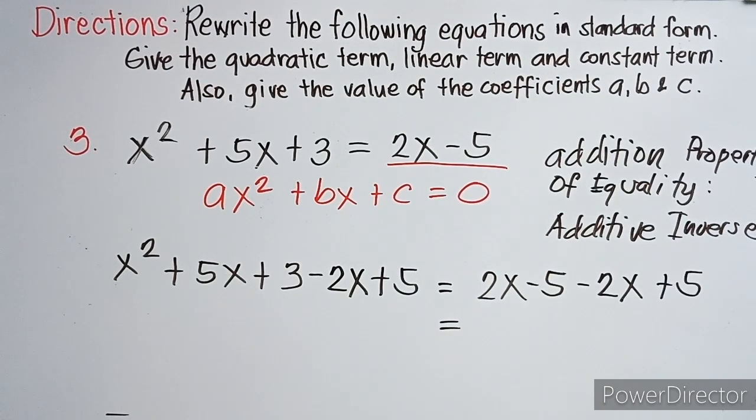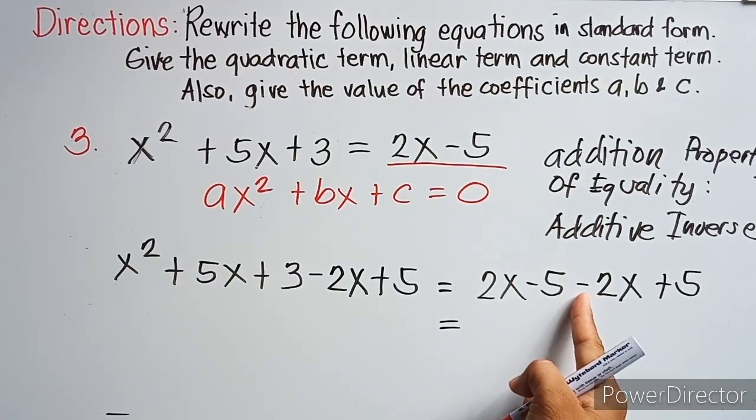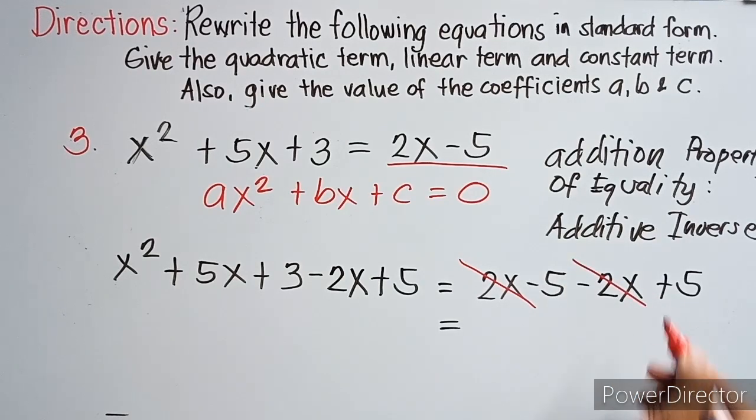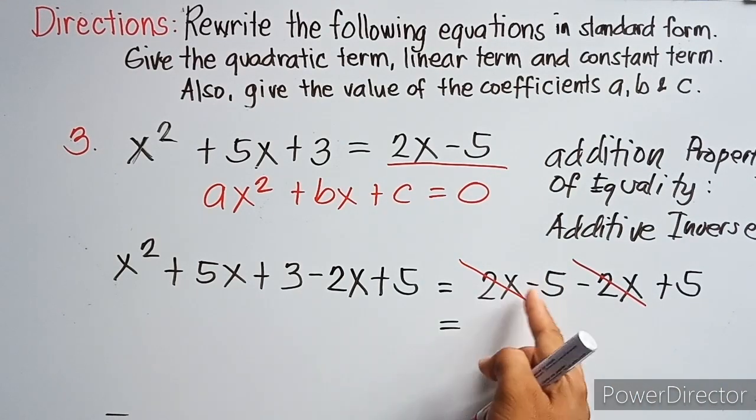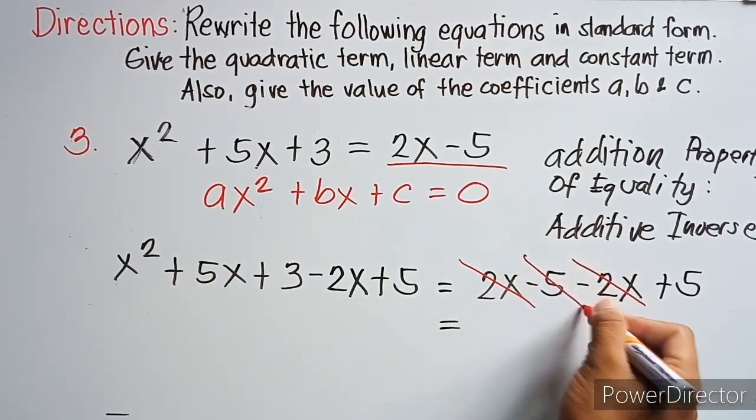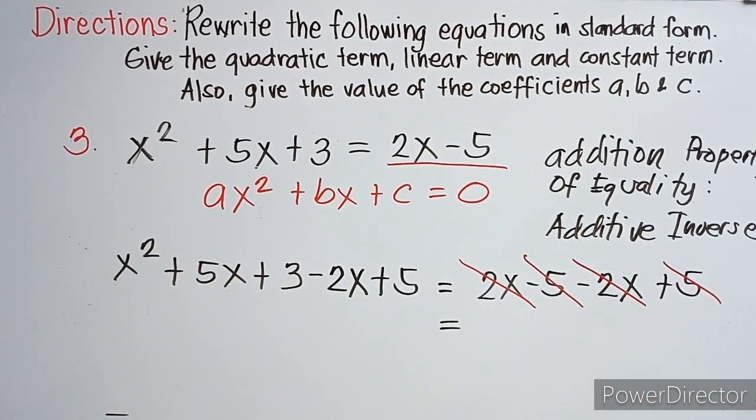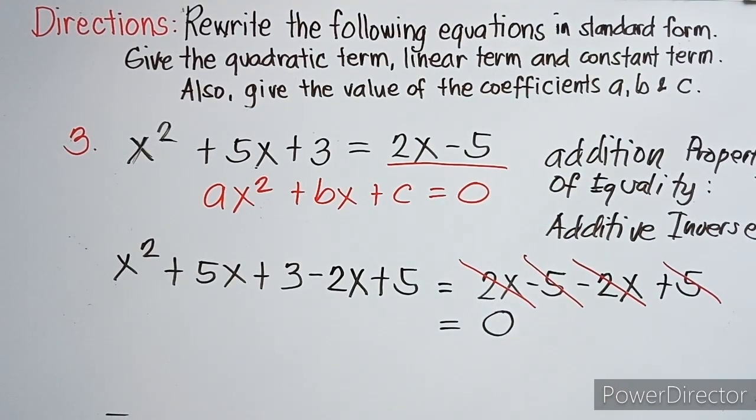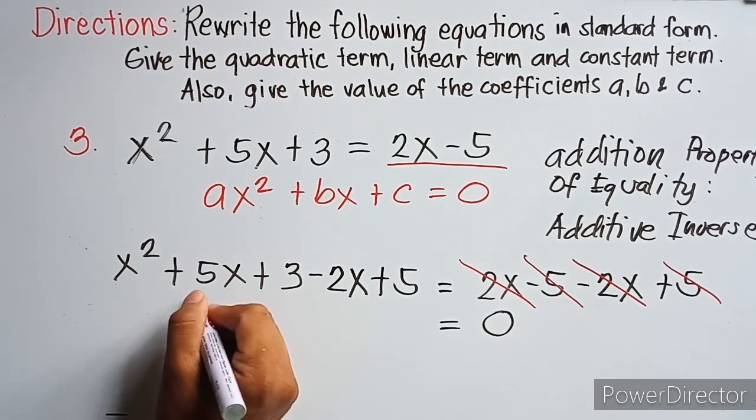Okay. So, ngayon, tingnan muna natin yung right side. Okay? So, sa ating right side, meron tayong 2x at meron tayong minus 2x. So, 2x minus 2x, that is cancelled. Okay? The negative 5 plus 5 will also be cancelled. So, ano na lang natira sa ating right side? That is 0.